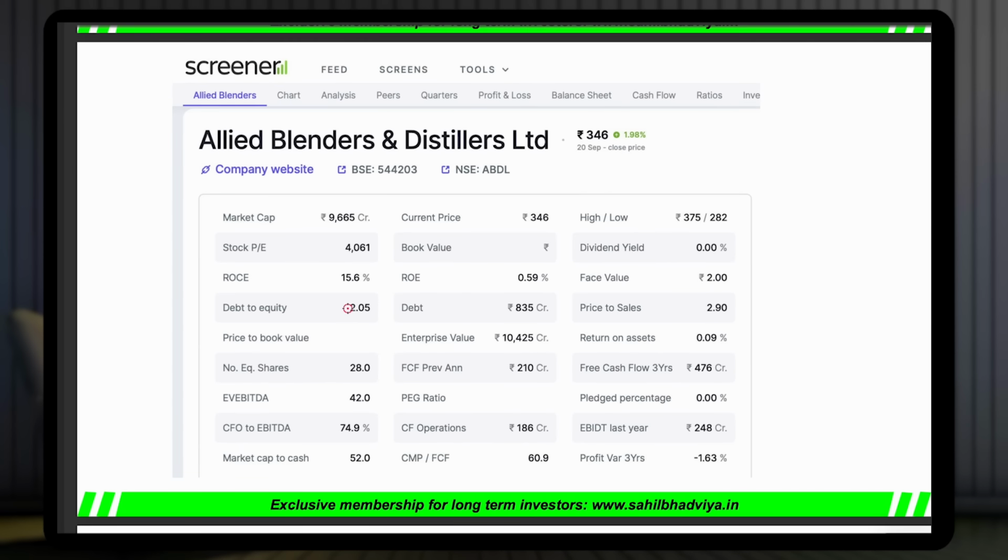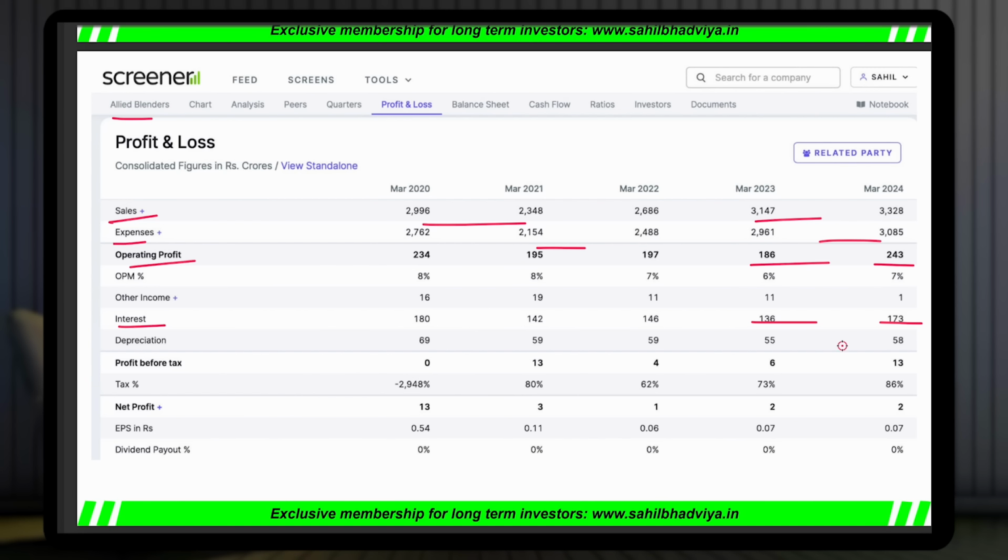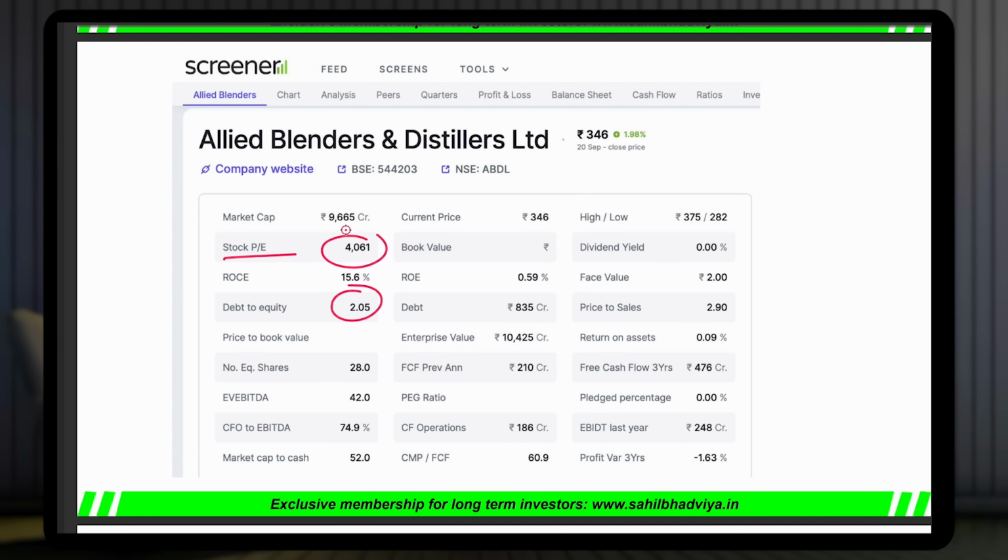Hence, the company's debt to equity is 2. Now, due to high interest, high depreciation and high taxation, the company ended up with negligible net profit. That is the reason its PE is showing exorbitantly high. Although price to sales is quite reasonable.